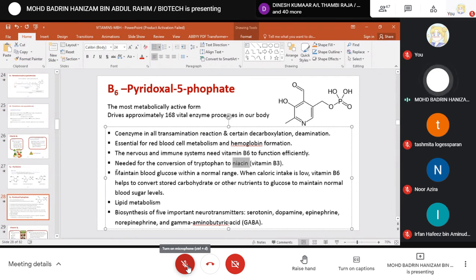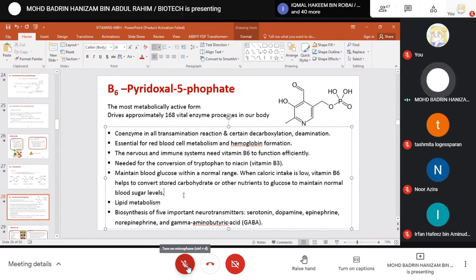The other vitamins, B1 up to B5, are important, but they do not play a vital role when calorie intake is low, like vitamin B6 does, when you don't have enough diet. For example, during Ramadan, we are fasting, right? During that time, for many hours we don't have any food, so calorie intake is very low. So vitamin B6 is responsible to convert stored carbohydrate and other nutrients to glucose to maintain our blood sugar level. It's also important in lipid metabolism.